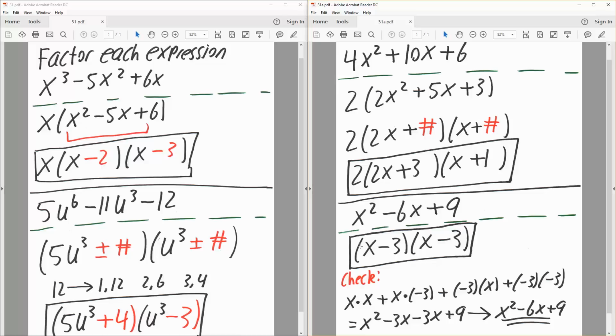And so we can check. X times x is x squared, x times negative 3 is negative 3x, negative 3 times x is negative 3x, negative 3 times negative 3 is 9. So x squared minus 3x minus 3x is negative 6x, and negative 3 times negative 3 is 9. And so this right here would be the final factored form. And that's about it.